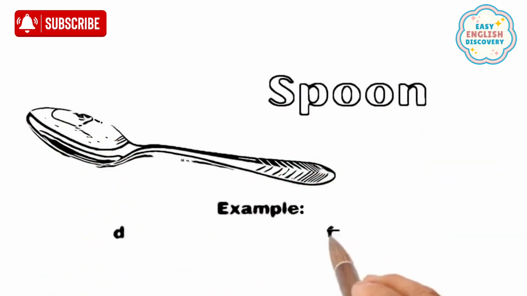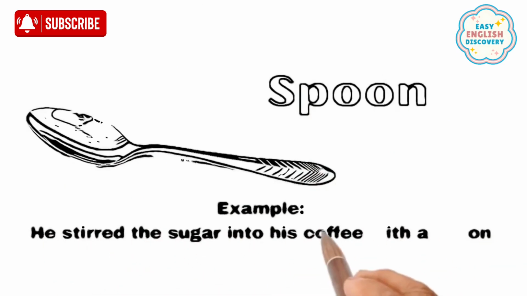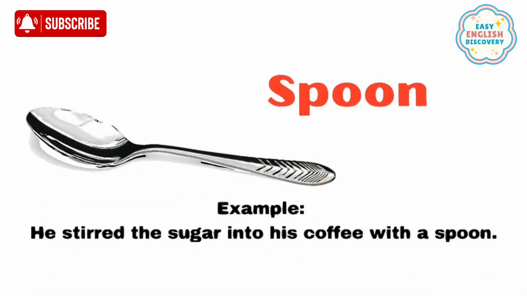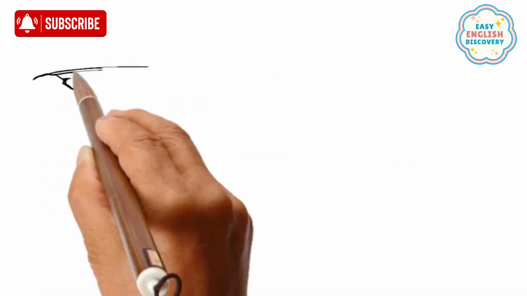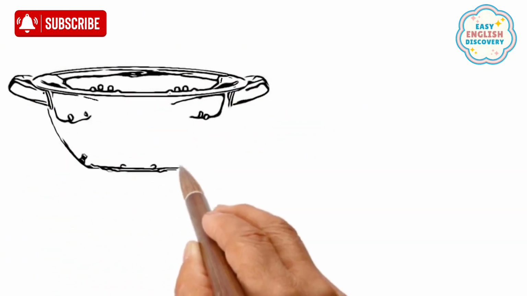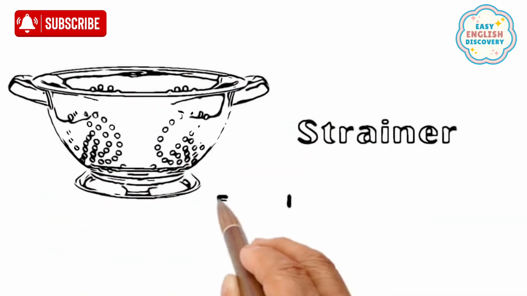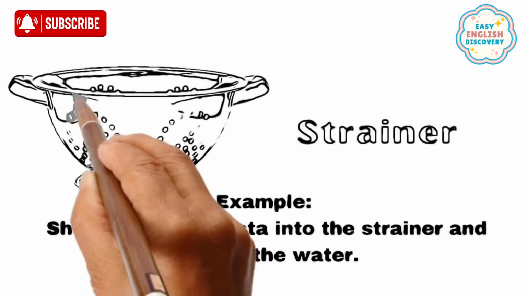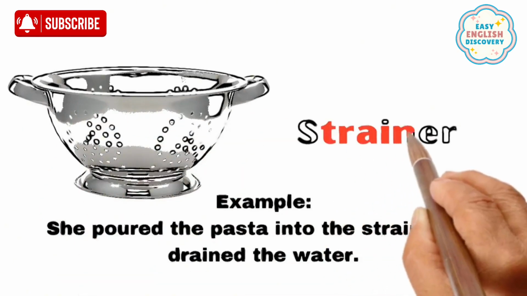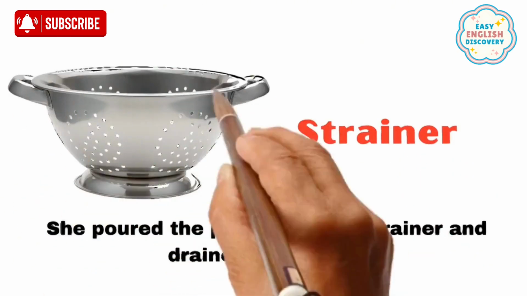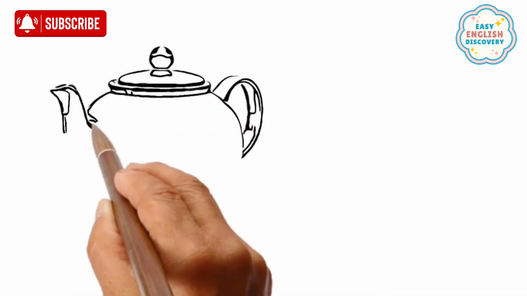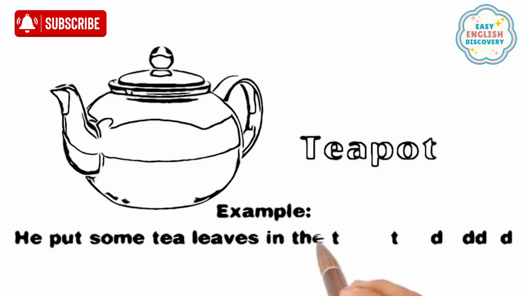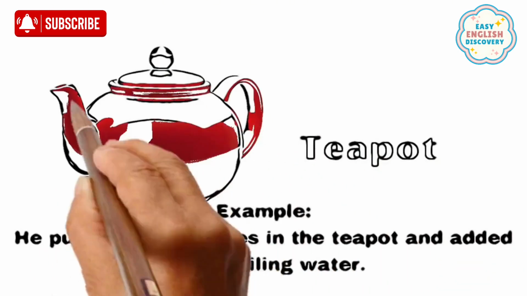Spoon. Example, he stirred the sugar into his coffee with a spoon. Strainer. Example, she poured the pasta into the strainer and drained the water. Teapot. Example, he put some tea leaves in the teapot and added some boiling water.